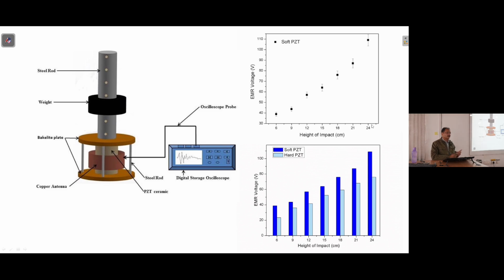And then, just for the sake of comparison, two grades, one soft PZT and one hard PZT, are compared. For the hard PZT you actually require a bit higher load to actuate it, so that's why this is giving comparatively less amplitude, and this is giving the higher one. But both are more or less varying linearly as the height of impact is increased. So we have some correlation between the applied load and the obtained signal here.